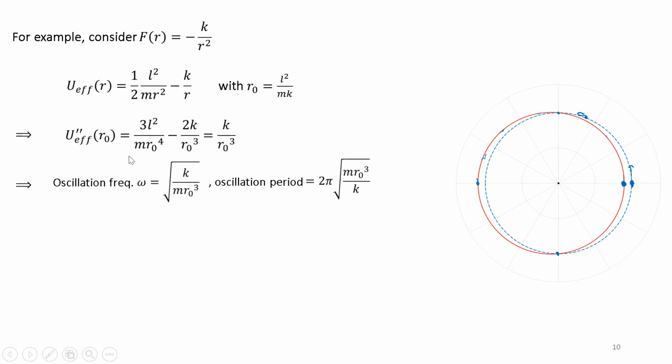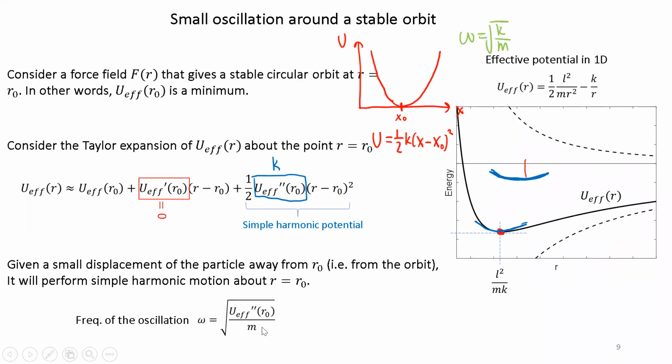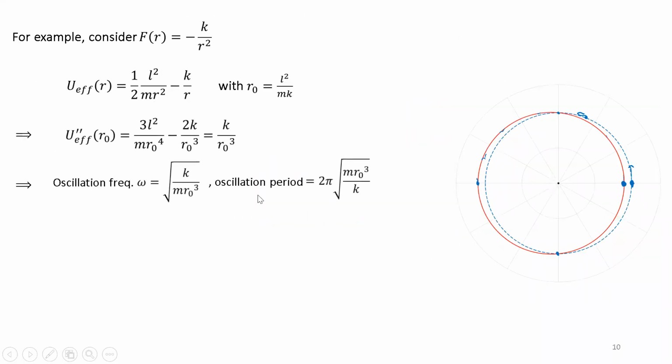So now the oscillation frequency omega is the square root of this one divided by m. That's why I have this term over here, right? So this omega, remember, just using this formula over here. Then the oscillation period is just 2 pi divided by omega. So this is it.